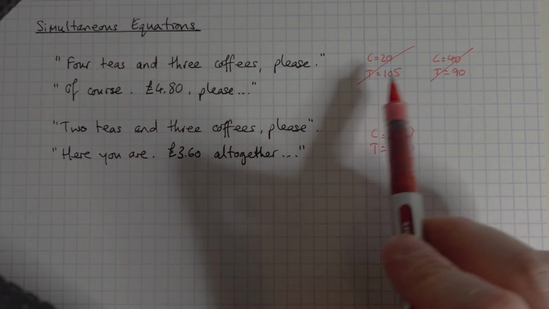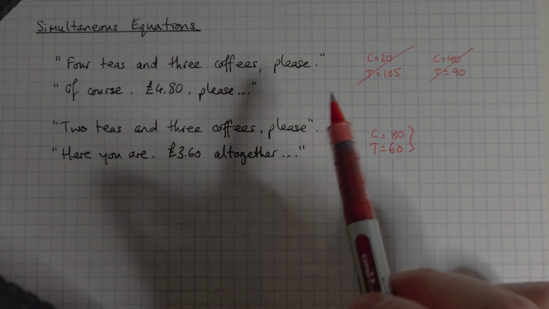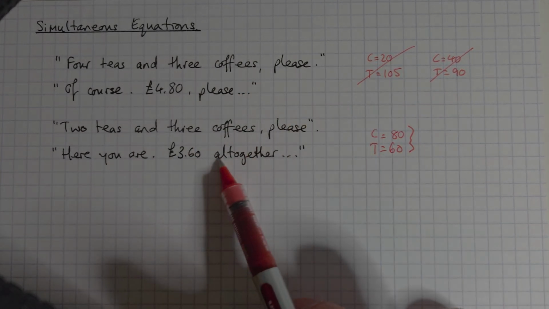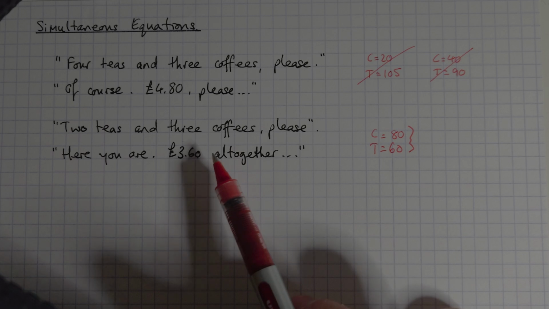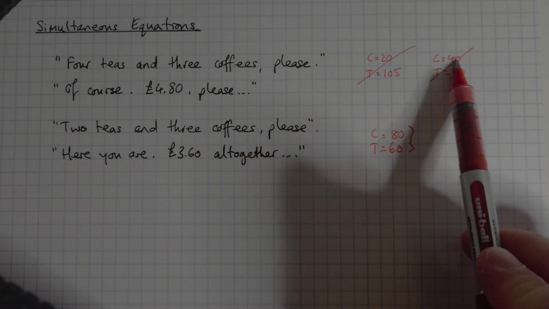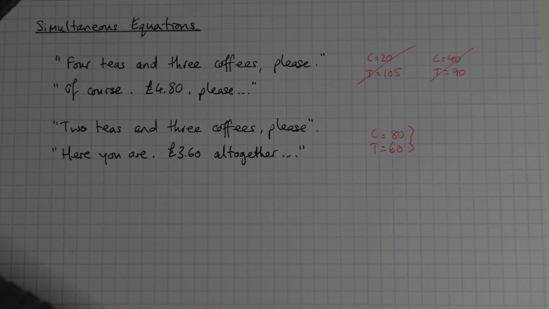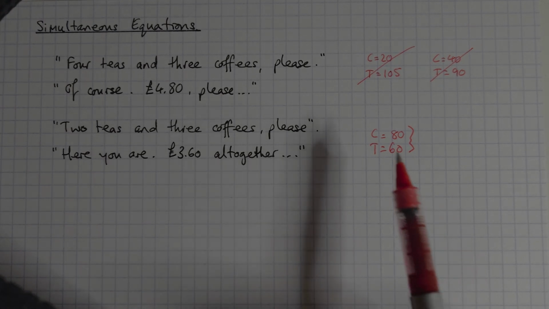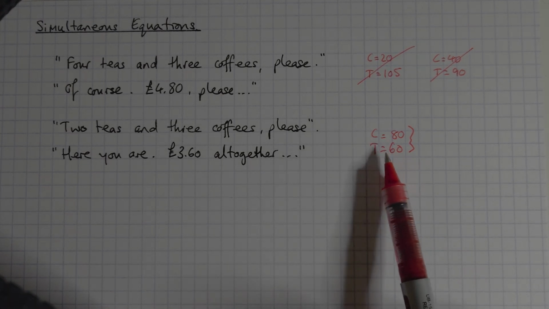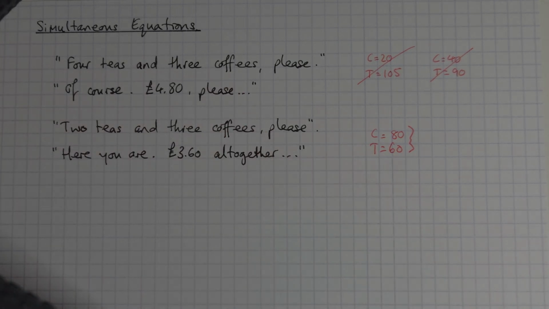So although those numbers would have worked for the first order, you'll notice actually if you put these numbers into this order, it doesn't work. It won't give you £3.60. If you put those numbers in, it won't give you £3.60. So there really is only one correct answer. There's one price for coffee and one price for tea that works in both of these.